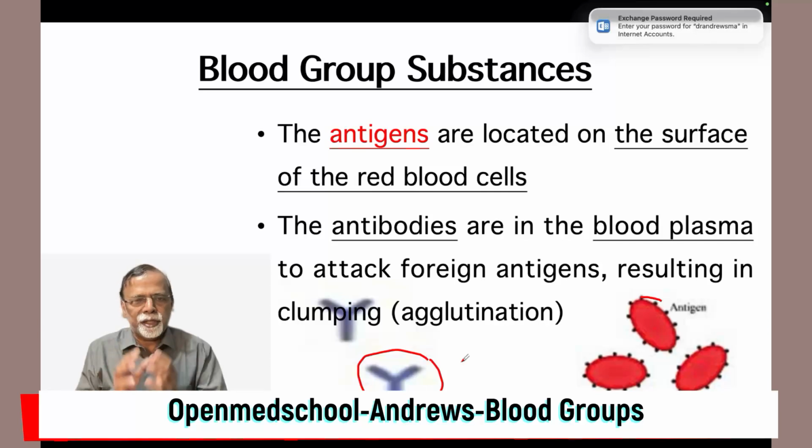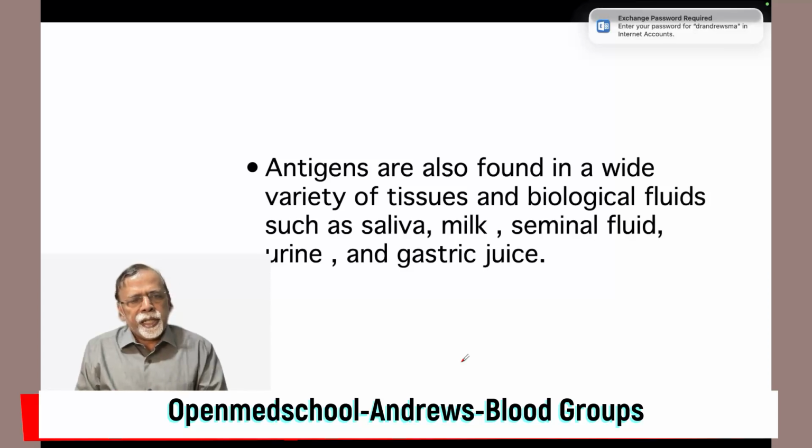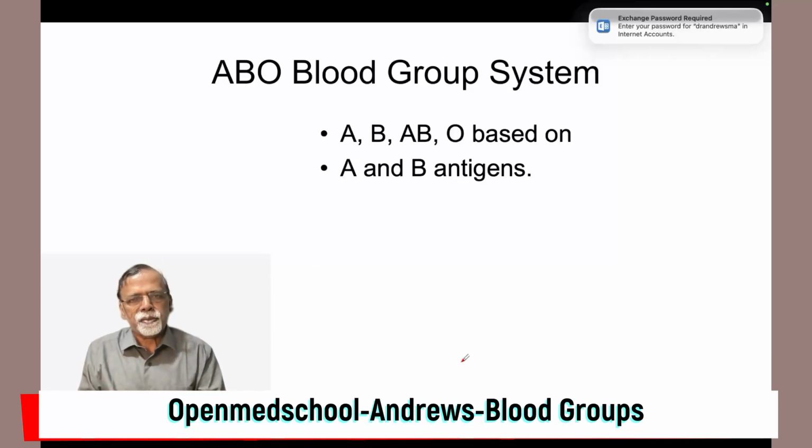So on the RBC there are antigens, in the plasma there are antibodies. So when there is an antigen on the surface of an RBC, antibodies against that antigen are not there in that person's plasma. Hope this distinction is clear to you. Again, remember these antigens are present in a wide variety of tissues and other biological fluids such as saliva, milk, seminal fluid, urine, and even in gastric juice. So the blood group antigens are present in a variety of other tissues, not only on RBCs.